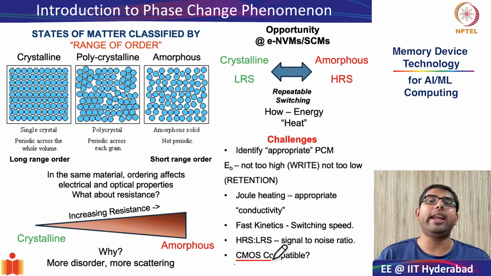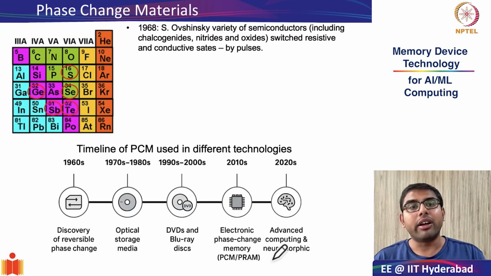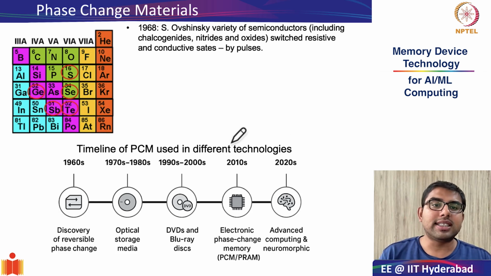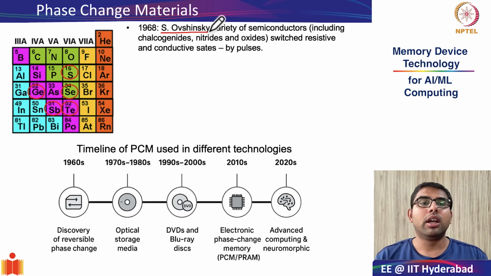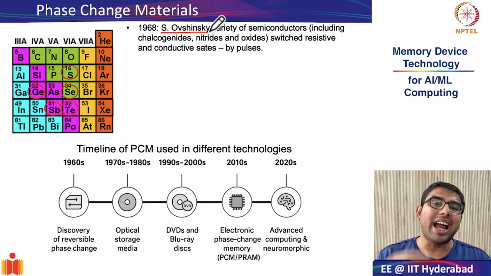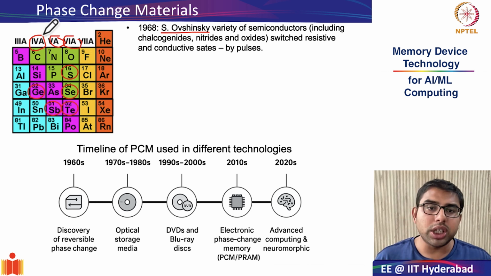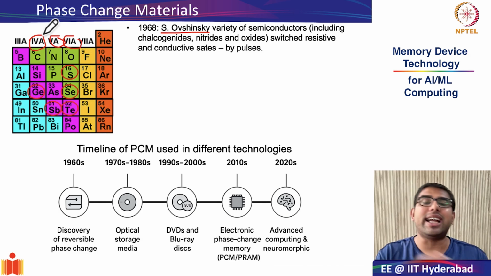So with this understanding, let us have a quick review of the historical evolution of phase change materials. Phase change materials were first discovered by Stanford Ovshinsky in 1968, where he noted in his seminal PRL paper that a variety of semiconductors, mostly compound semiconductors belonging to group 6 and group 5 elements combined with group 4 elements, such as chalcogenides, nitrides and oxides, show repeatable resistive and conductive states which can be switched by electrical pulses.